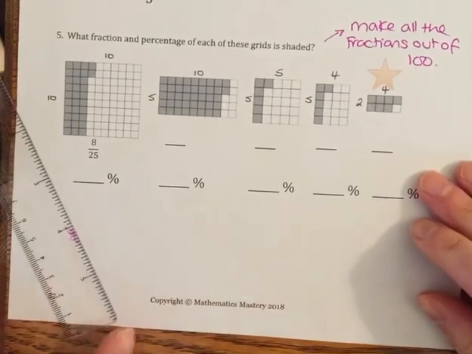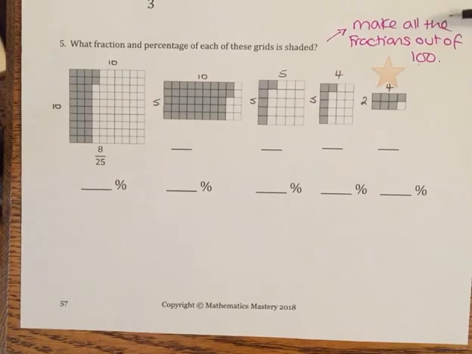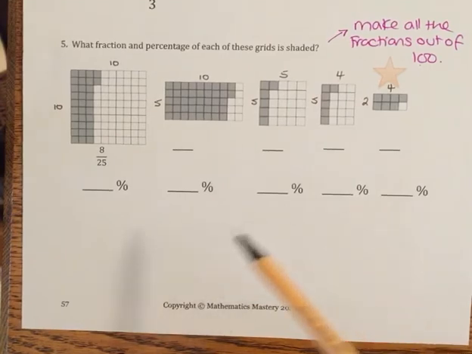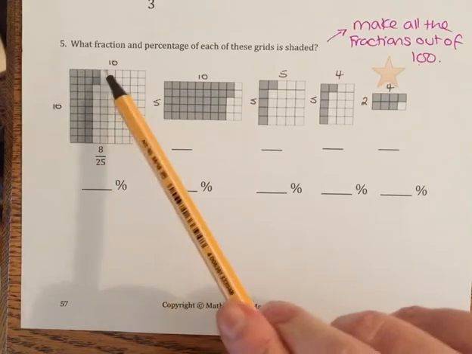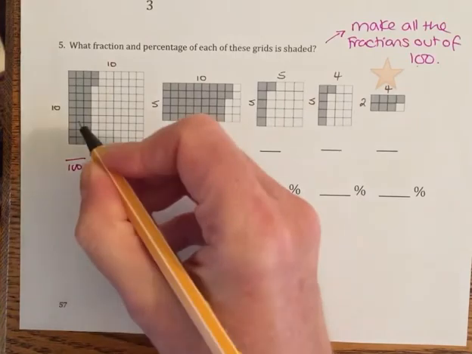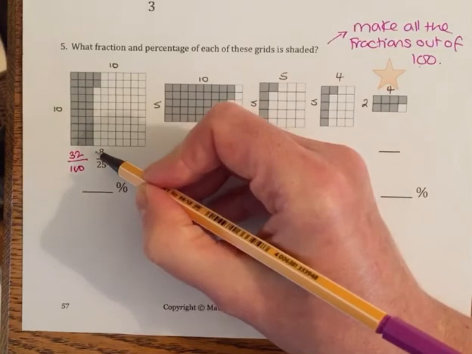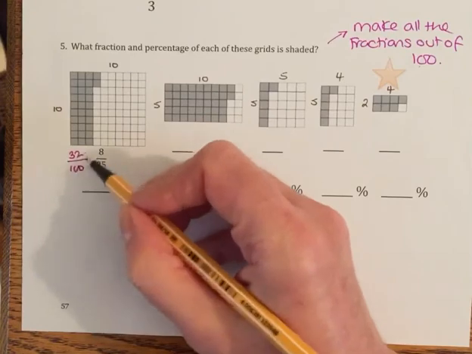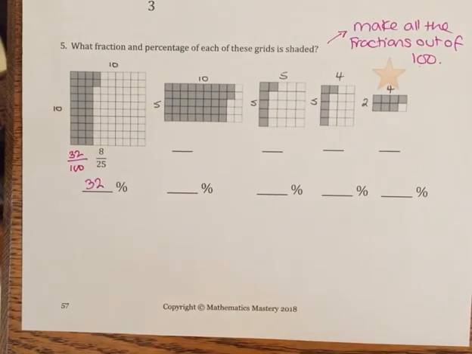Okay, and on to the last question. What fraction and percentage of each of these grids is shaded? So make all the fractions out of 100, and then we're going to turn them into percentages. So here, this grid is a 10 by 10 grid. It has, therefore, 100 squares. And guess what? There are 32. So I've ignored my 8 over 25, but if I times 8 by 4, I get 32, and 25 by 4, I get 100. So I know that's right. So if it's 32 out of 100, it's 32%.